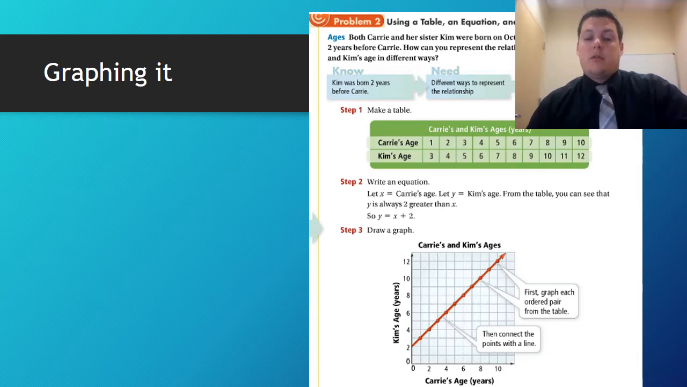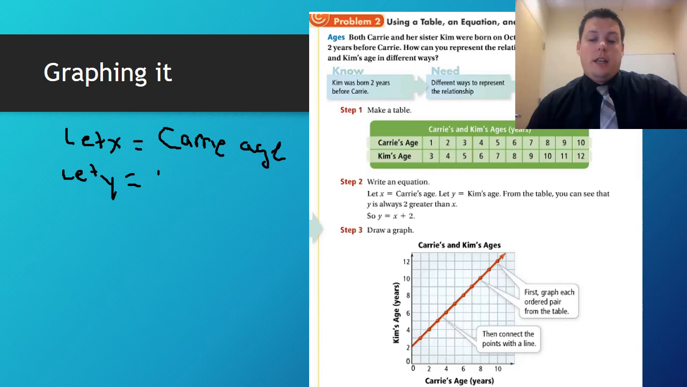Here's an example of how we would use that chart. We're given a word problem, and it says that both Carrie and her sister Kim were born on October 25th, but Kim was born 2 years before Carrie. So the way we want to do this is we want to assign what each value is. We're going to let x equal something, and we're going to let y equal something. We're going to let x equal our unknown. Here it says that Kim was born 2 years before Carrie. So we know a little something about Kim. We're going to make Carrie's age our unknown, since we know nothing about Carrie. And then we're going to let y equal Kim's age.